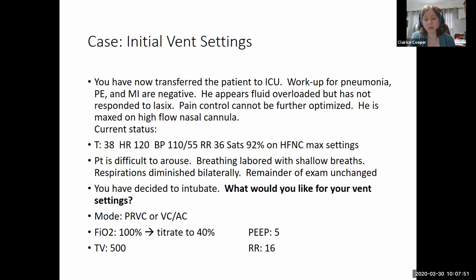And so you may start at a respiratory rate of 16, but keep in mind that if the patient was hypercarbic, you might want to start at a higher rate, or if you have reason to believe that they're acidotic from shock, you may want to start at a higher rate to help them with that compensation as well.